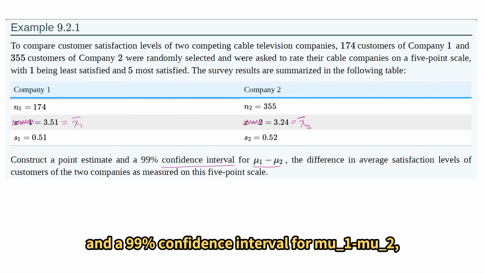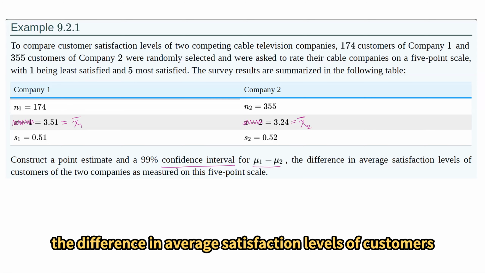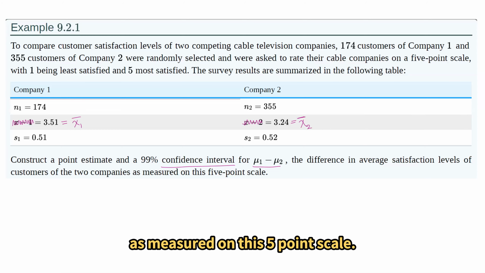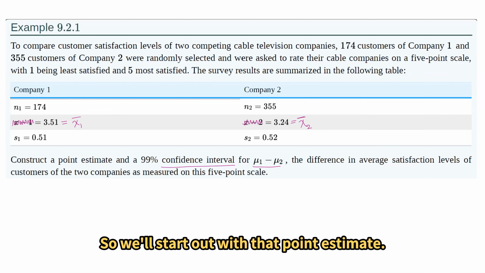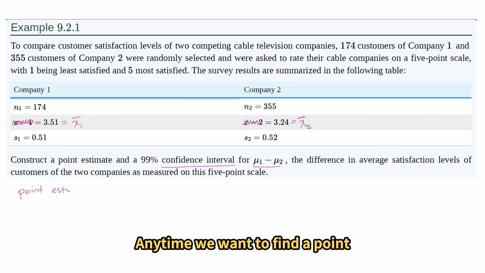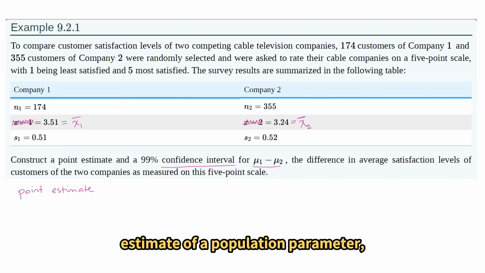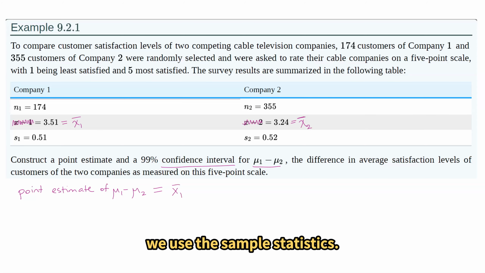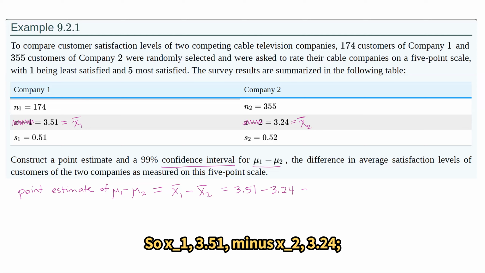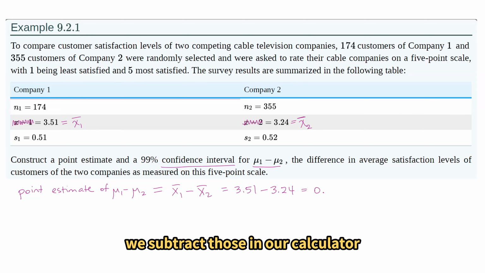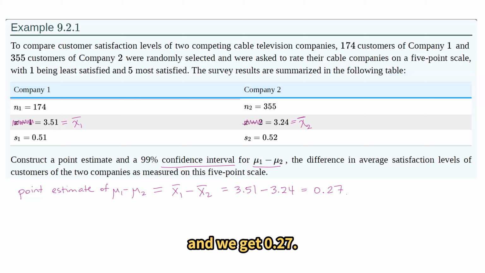Construct a point estimate and a 99% confidence interval for mu1 minus mu2, the difference in average satisfaction levels of customers of the two companies as measured on this 5-point scale. So we'll start out with that point estimate. Anytime we want to find a point estimate of a population parameter, we use the sample statistics. So x1, 3.51 minus x2, 3.24. We subtract those in our calculator and we get 0.27.